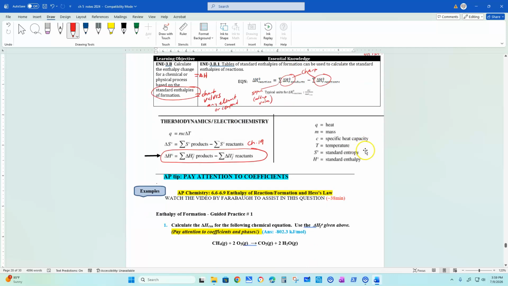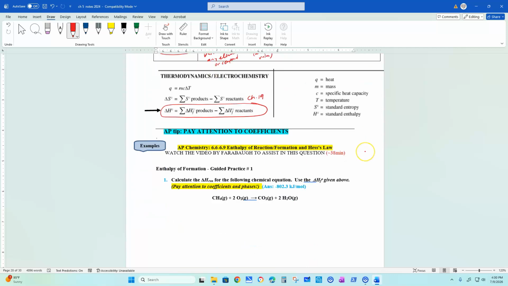So one warning, because we're going to do a practice problem, pay close attention to coefficients. Okay, so remember when you have those values for coefficients, you have to take the enthalpy values and multiply them by whatever coefficients they have.